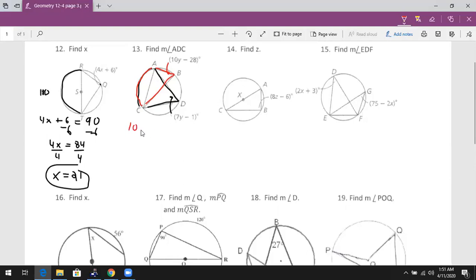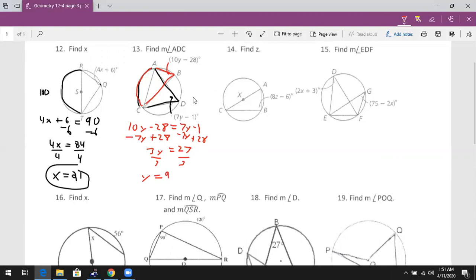Therefore, 10y minus 28 has to equal 7y minus 1. We're bringing the 7y over, and while we're at it, we'll add 28. We get 3y is 27. Dividing by 3, y is 9.